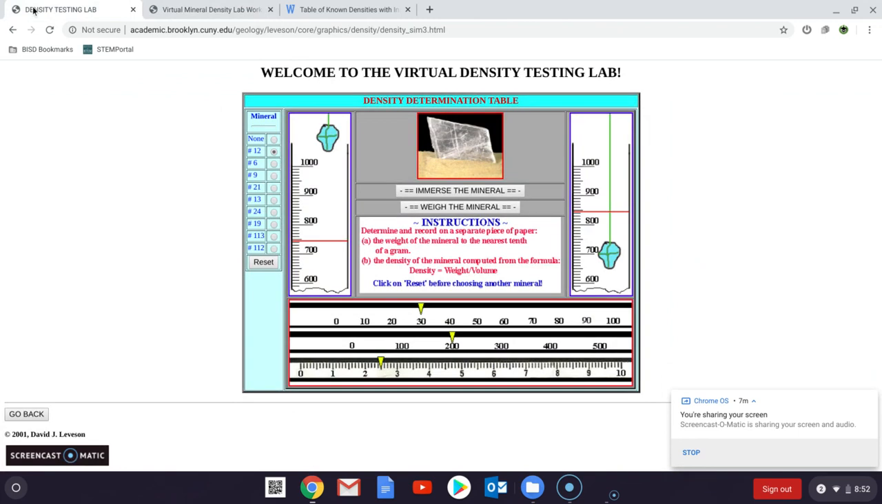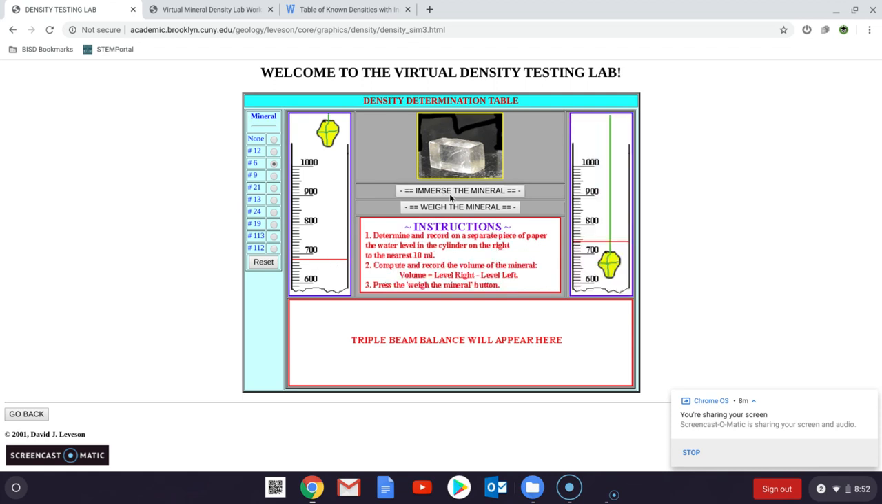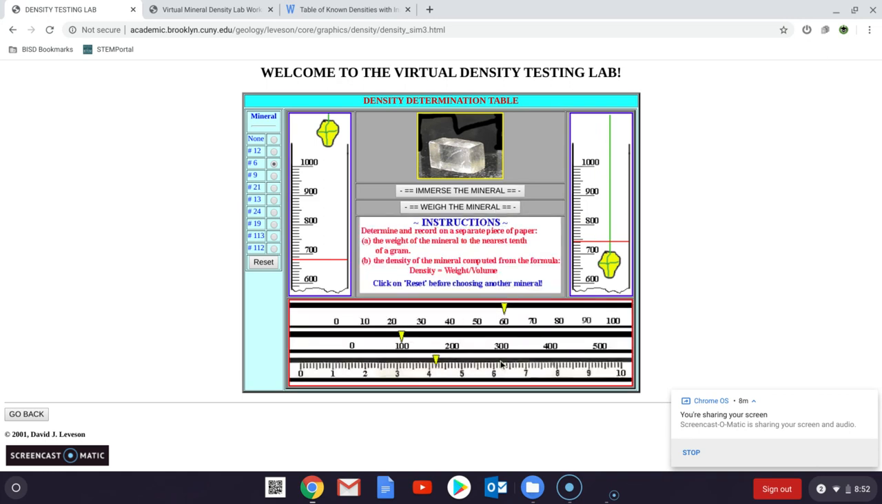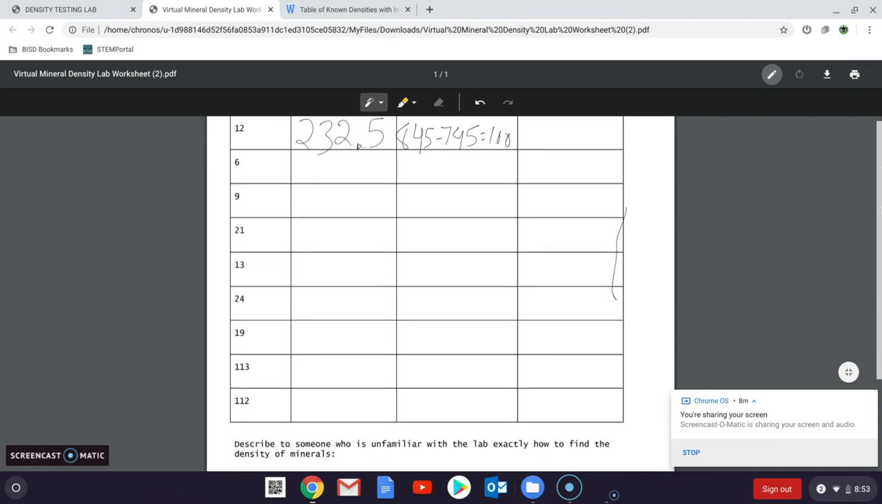So now you're going to go back here. You'll click on mineral number 6, and you'll do the same. Read the water level here. Press the immerse the mineral button. Read the new water level, then weigh the mineral, and get that information, and you'll fill it all in on your lab sheet, just like we did with this one. So you still have, let's see, 1, 2, 3, 4, 5, 6, 7, 8 to do on your own.